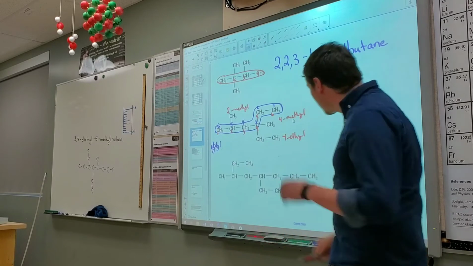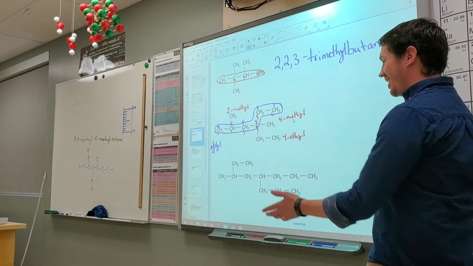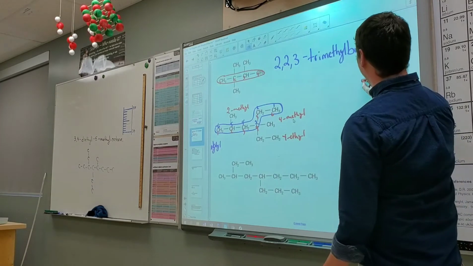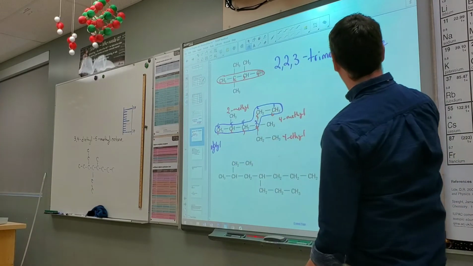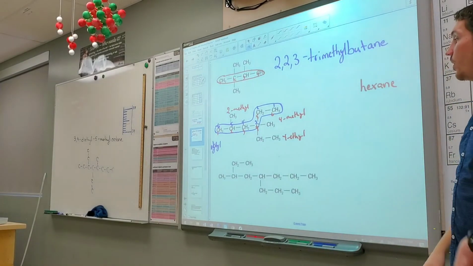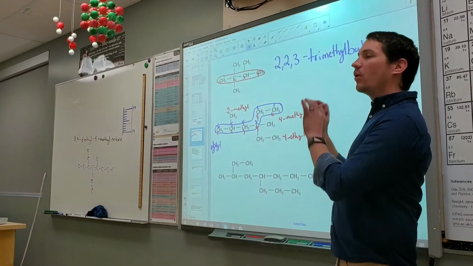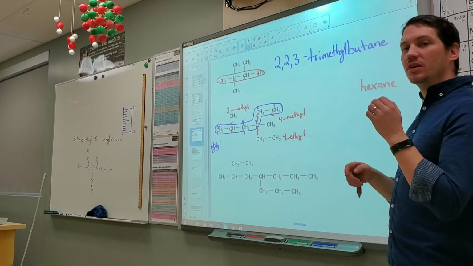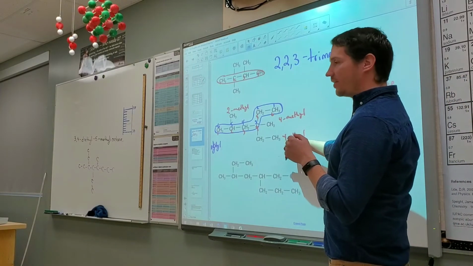So let's try this. What's the end of this name going to be? Oh wait, which one? And then, okay, let's think about this. What's going to come first? Ethyl or methyl? Ethyl's going to go first, right? So we're going to go 4-ethyl first.